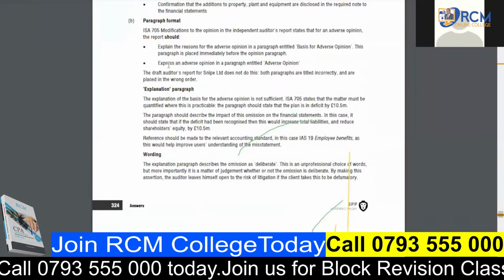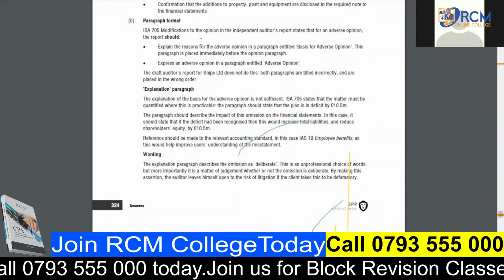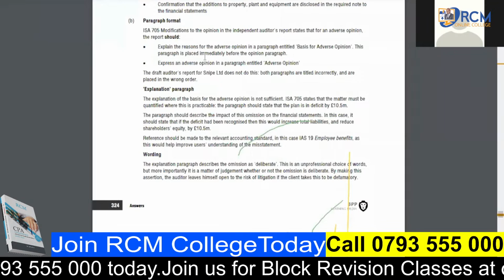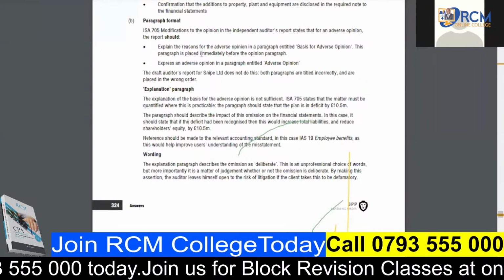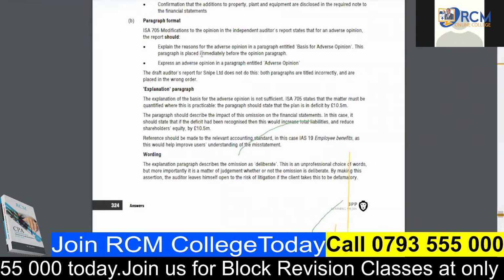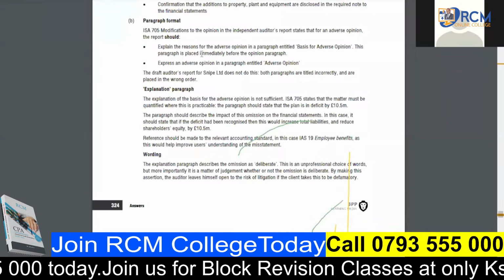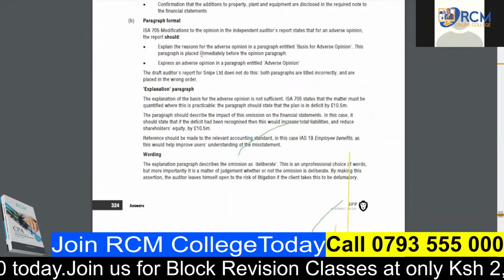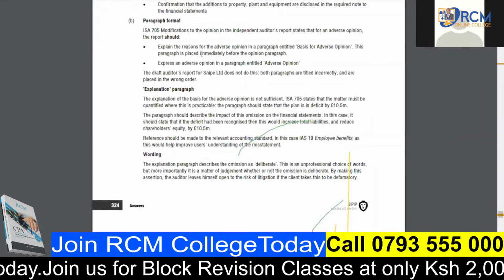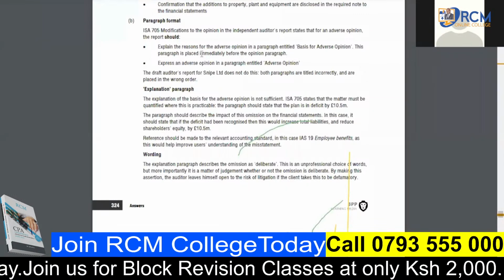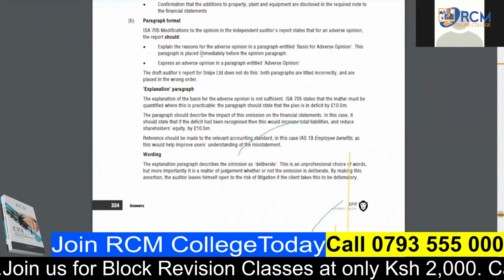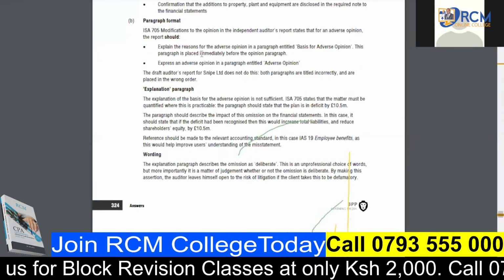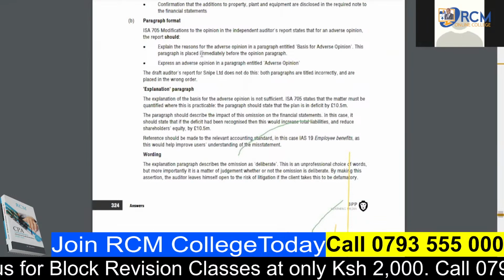Now, ISA 705, Modifications to the Opinion in the Independent Auditor's Report, states that, you don't have to quote these things, for an adverse opinion, the report should explain the reasons for the adverse opinion in a paragraph entitled Basis for Adverse Opinion. This paragraph is placed immediately before the opinion paragraph. Because an adverse opinion is a very serious thing, the report should express the adverse opinion in a paragraph entitled Adverse Opinion. The draft auditor's report for Snipe Limited does not do this. Both paragraphs are titled incorrectly and are placed in the wrong order.